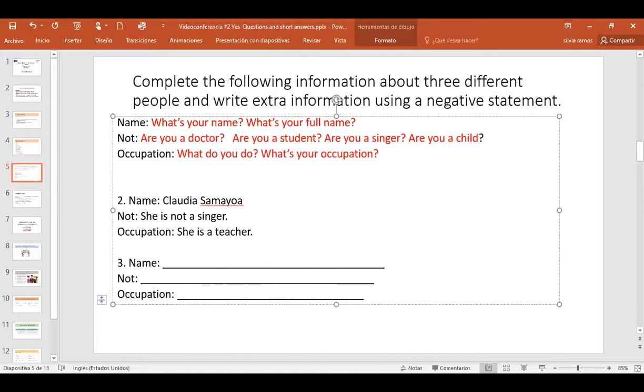Julio. What's your name? My name is Julio. Okay, very good. What's your last name? My last name is Martinez. Martinez. Very good. Are you a doctor? No, I'm not a doctor. Are you a politician? Like Nayib? No, I'm not.